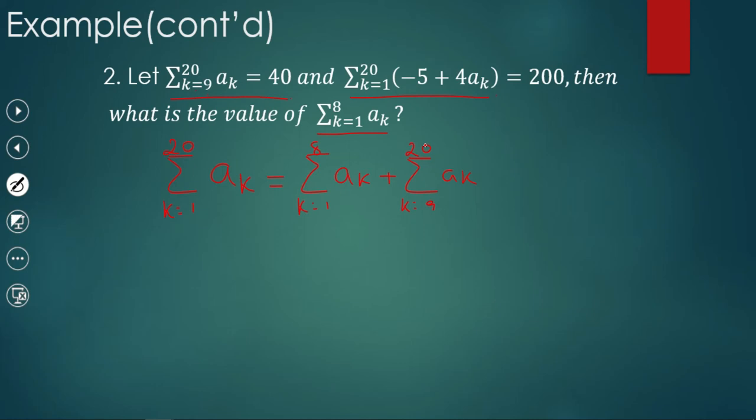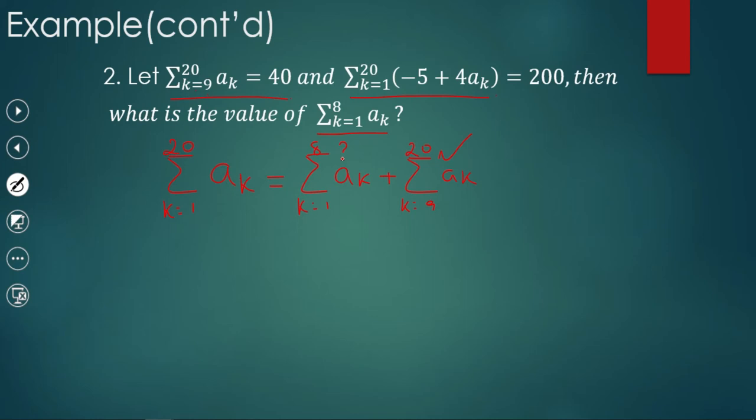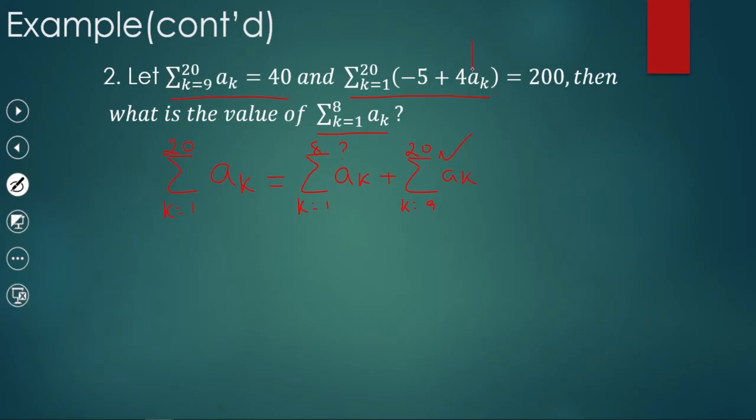We are asked to find the summation of a_k, k starts from 1 up to 8. Here, the summation of a_k, k starts from 9 up to 20, is given. This is known, and we need to find this one. But the summation of a_k, k starts from 1 up to 20 is not known. But here, the summation of (-5 + 4a_k), k starts from 1 up to 20, is given. So from this, I can find the summation of a_k. After finding the summation of a_k, k from 1 to 20, we know these two, so I can calculate this. So let's proceed.